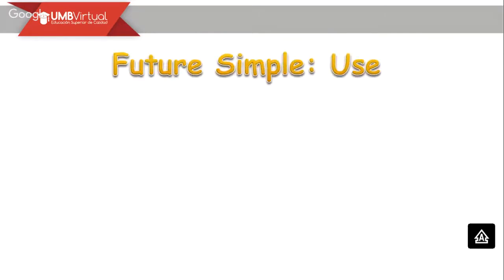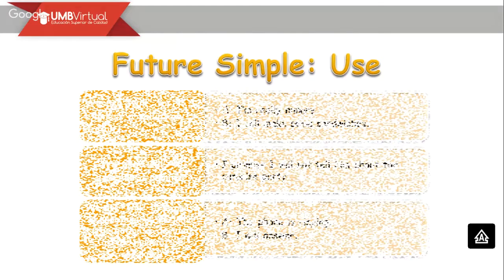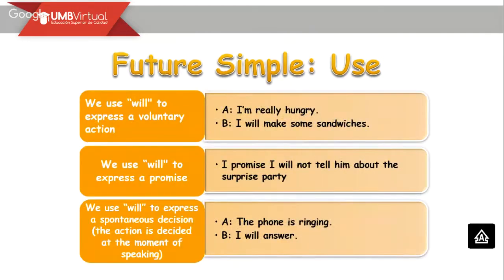Okay, future simple use. As you can see right here, guys, there are three different uses with will, yeah? We were talking about will and going to. We use them when we're referring to an action that is going to happen later. Yes, because it's the future. But right here, you can see this information in more detail. So according to the first example, as you can see right there, we use will to express a voluntary action.